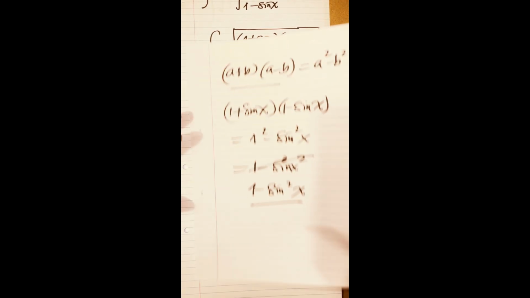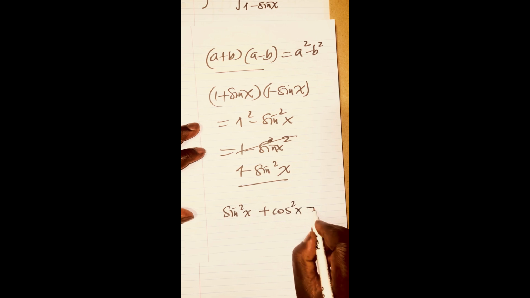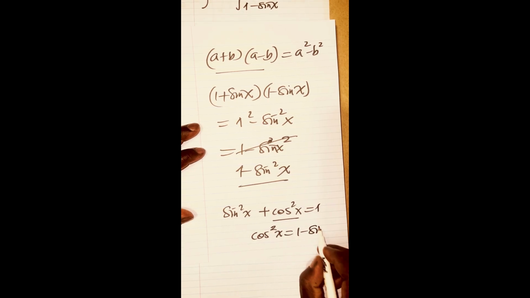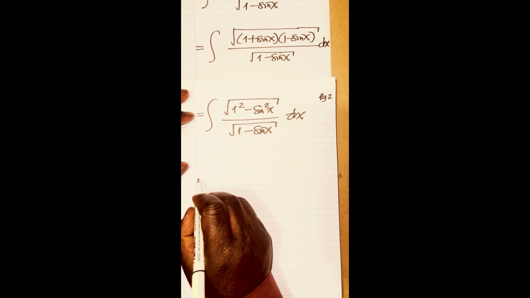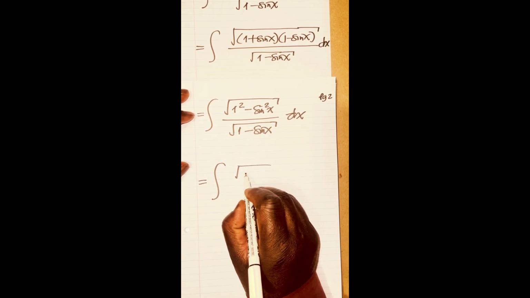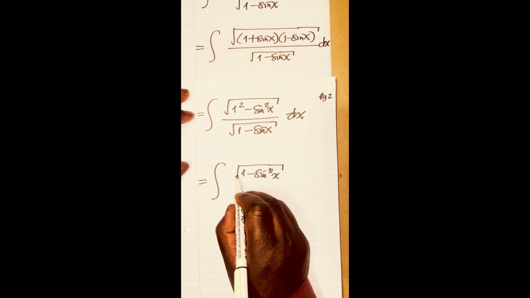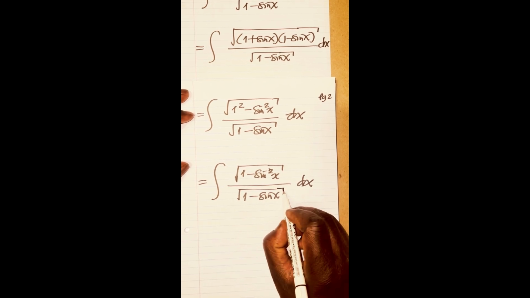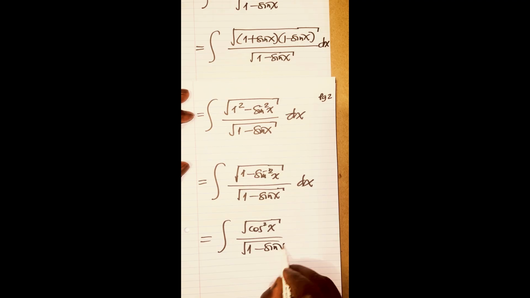Right, now there's something else that I want you to see. We know that sine squared of x plus cos squared of x equals 1. So if I solve for cos squared of x, I'm going to get 1 minus sine squared of x. So this expression should be replaced by that expression. Now we're saying this is the same as the integral of the square root of 1 minus sine squared of x all over the square root of 1 minus sine x, and then dx. Now in the numerator we have the square root of cos squared of x, divided by the square root of 1 minus sine x dx.